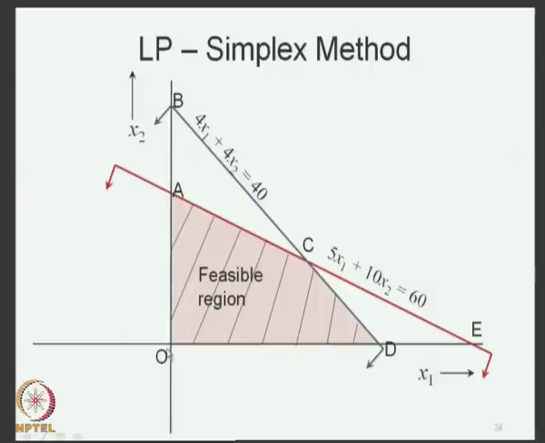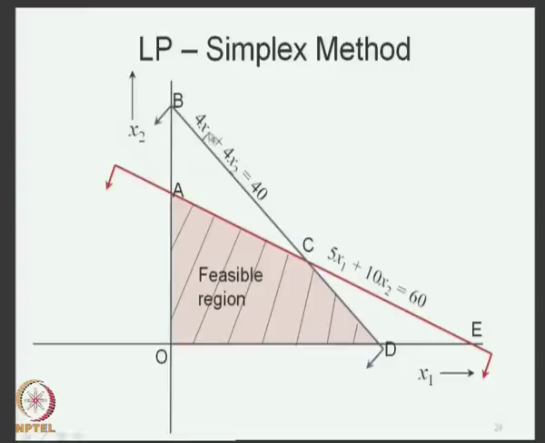So, you have the points O, A, C and D as the corner points of the feasible region. But there are also other points. You look at point B here, point E here. So, you have 6 points here on this diagram. Let us see what are all the features of these 6 points.